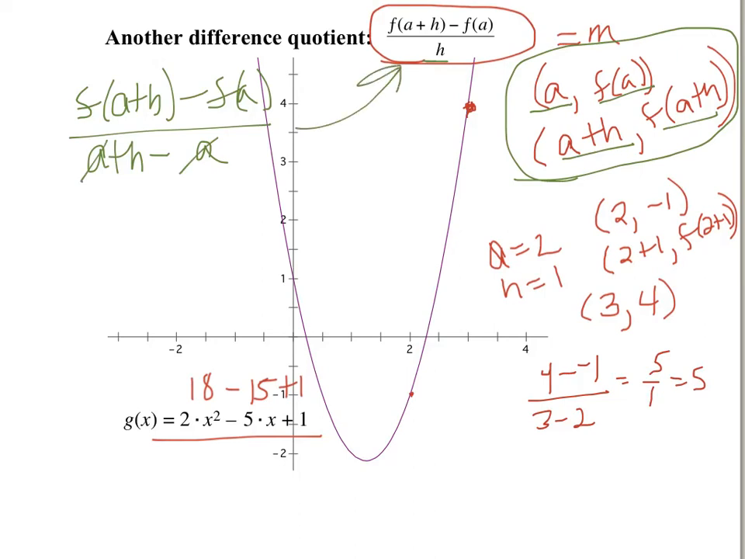So I want you to remember again that starting at a equals 2 and moving a distance of 1 away from a to the right, I ended up with a slope of 5.